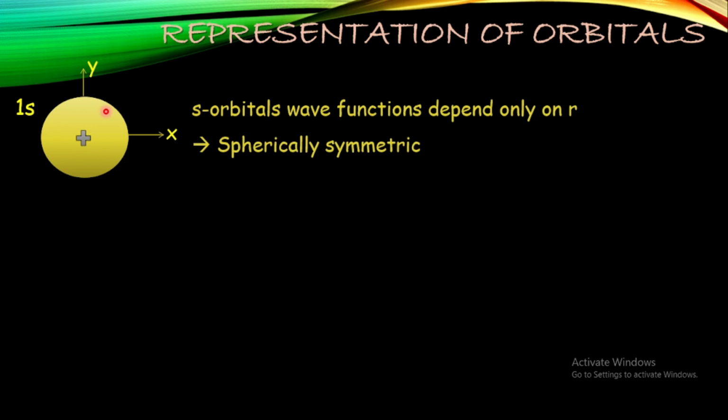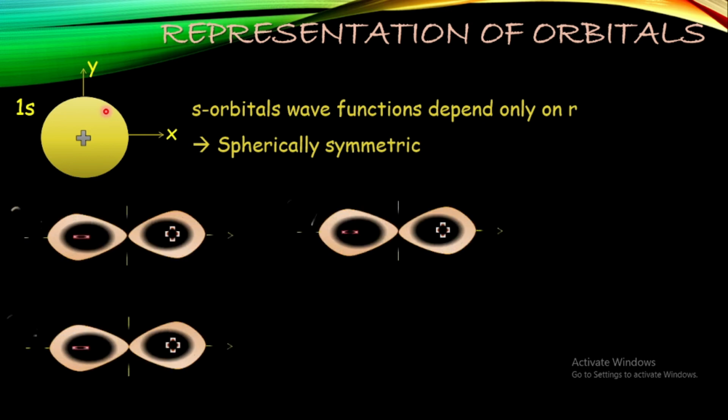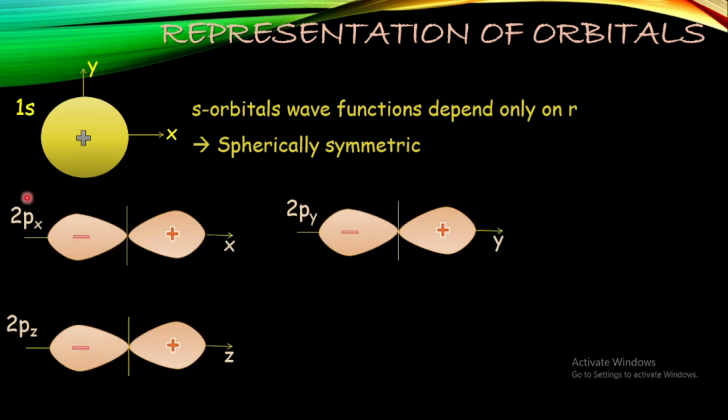If you represent the p orbitals, n equals 2 and p means l equals 1, and for l equals 1, 2l plus 1 equals 3. So there will be 3 magnetic quantum numbers which give the orientation, and we can observe that the p orbitals show a dumbbell shape. Each p orbital has 2 lobes which form a dumbbell shape.